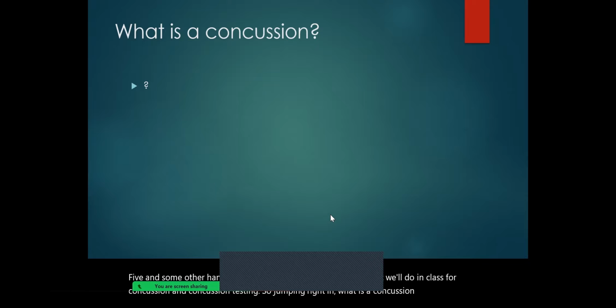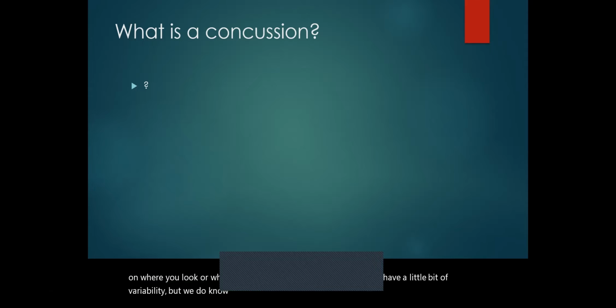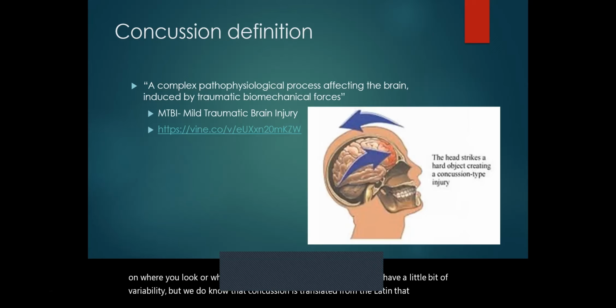Well, depending on where you look or who you ask, some of those definitions might have a little bit of variability, but we do know that concussion is translated from the Latin that means to shake violently. So there's a Vine video that you could click to see the animation, but basically the brain is moving within the skull. So even though there is fluid surrounding the brain within the skull, it still has the ability to move even just slightly. So a concussion happens essentially whenever the brain smashes into the skull, regardless of the side, and can cause injury. So it's essentially a bruise to the brain.